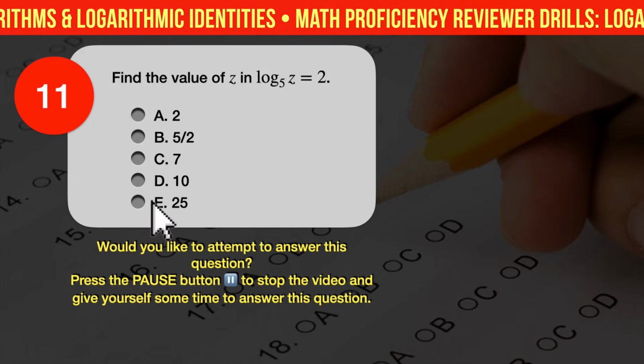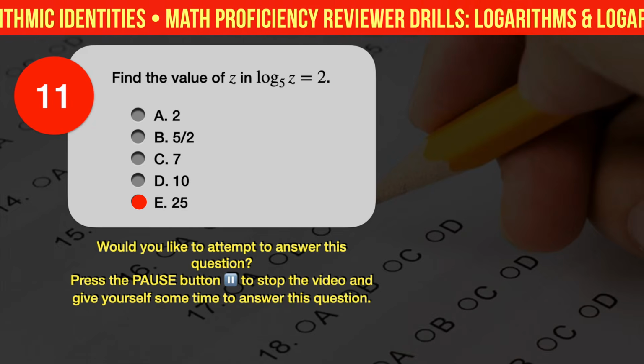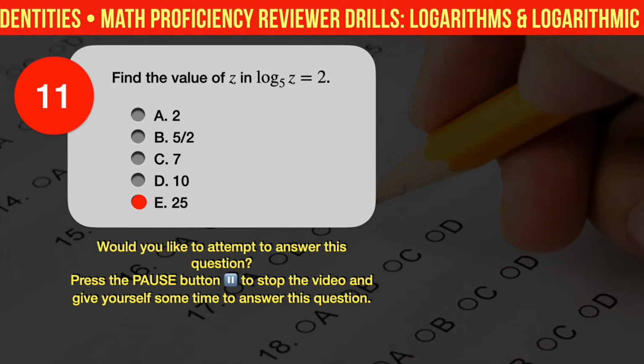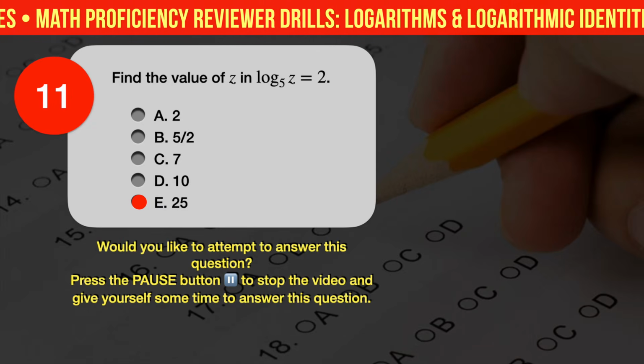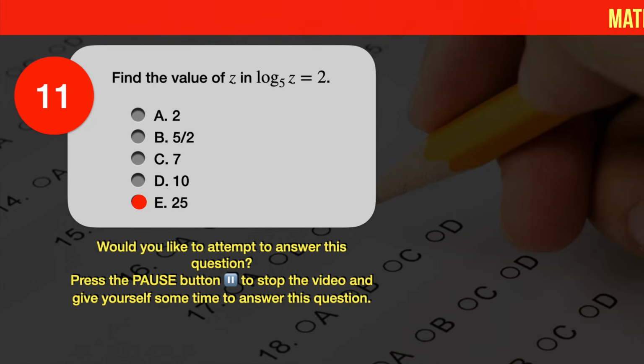The correct answer is E. 25. This is a very simple logarithm problem modeled on an actual question that appeared on a college entrance test. As you will see, the solution is as simple as applying the very definition of logarithm, the same solution we've been applying in the previous 10 drill questions.